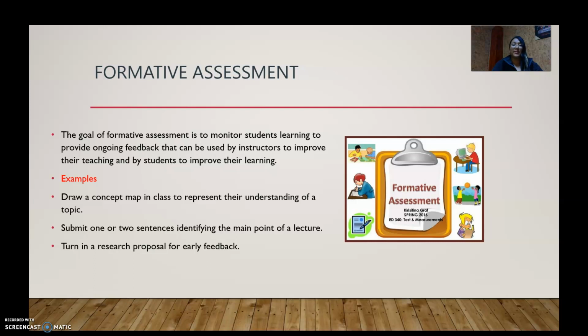Here we have some examples of formative assessment. When the students draw a concept map in class to represent their understanding of a topic. When the students submit one or two sentences identifying the main point of a lecture. And the next example is when they research information and they are doing their own feedback.